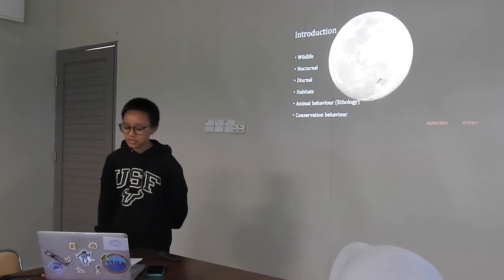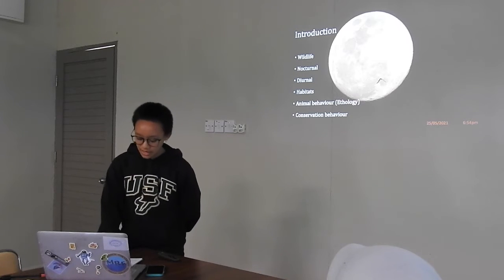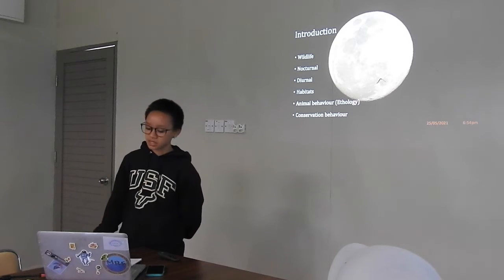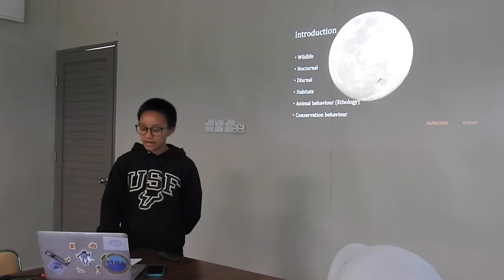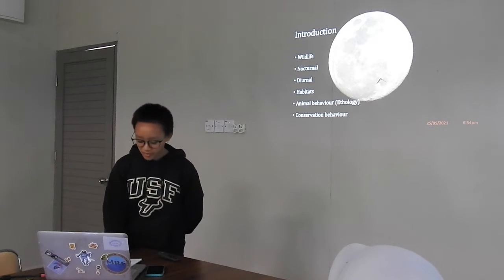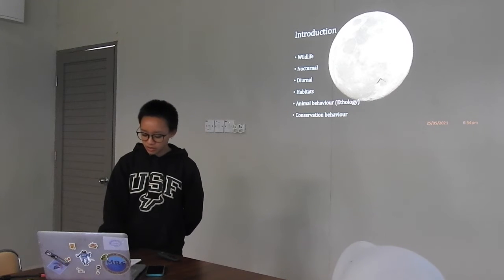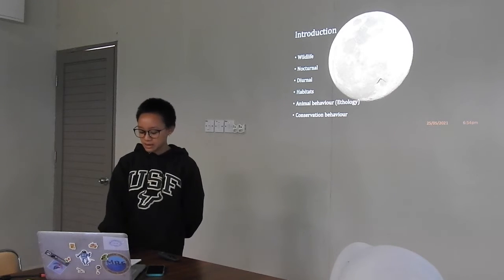Nocturnal is defined as occurring or active at night. And nocturnality is an animal behavior characterized by being active at night and sleeping during the day, which is opposite to humans. Diurnal is the opposite of nocturnal, which means active during the day and sleeping at night.